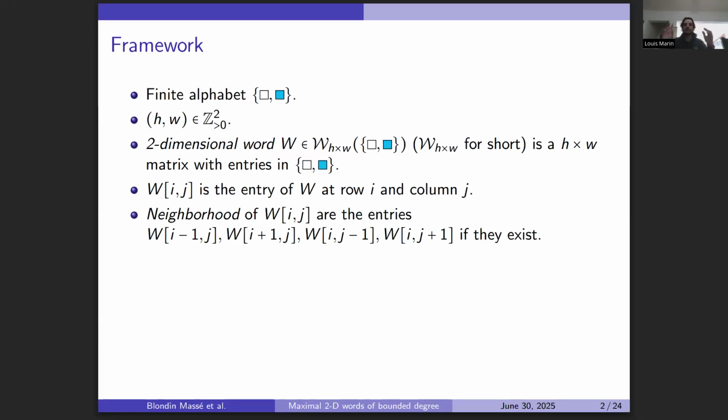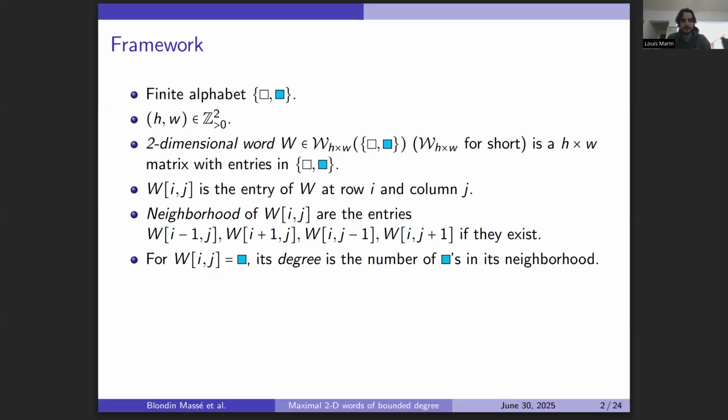What we'll call the neighborhood of an entry in W are the entries that are directly to its left, its right, its south, and its north, if they exist. If an entry is at, let's say, a corner of the word, then its neighborhood will comprise only two other entries, or letters, for short.